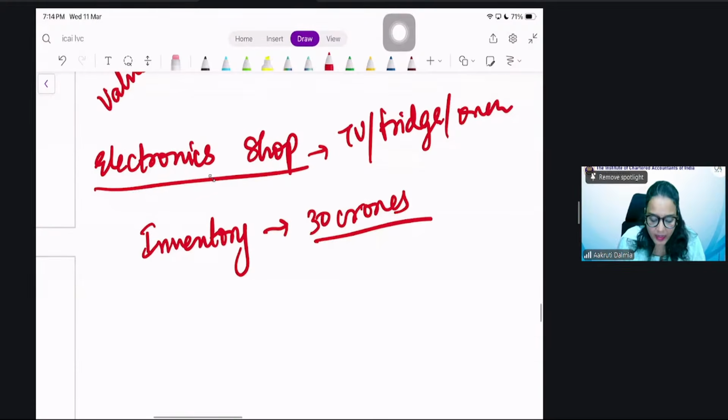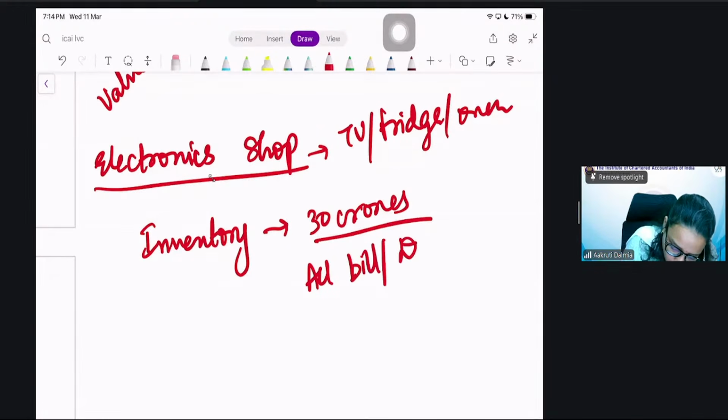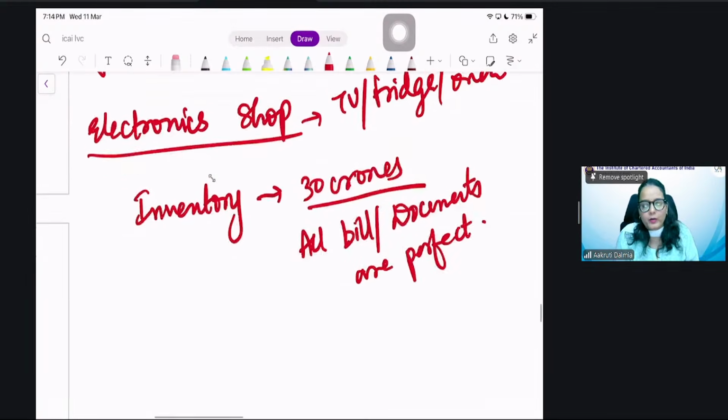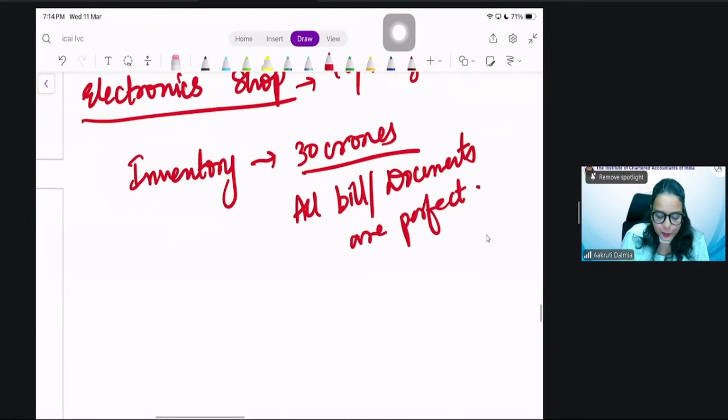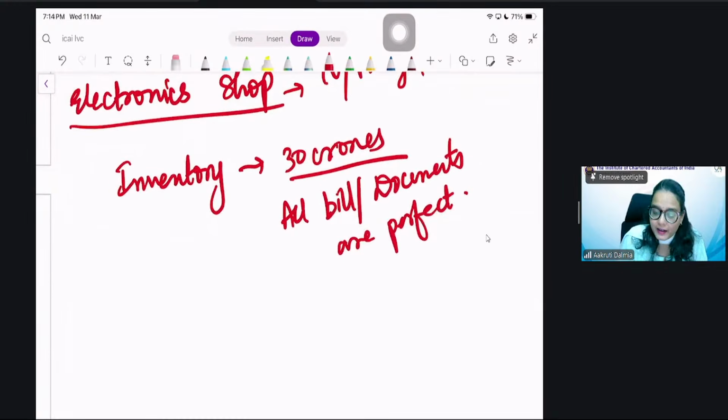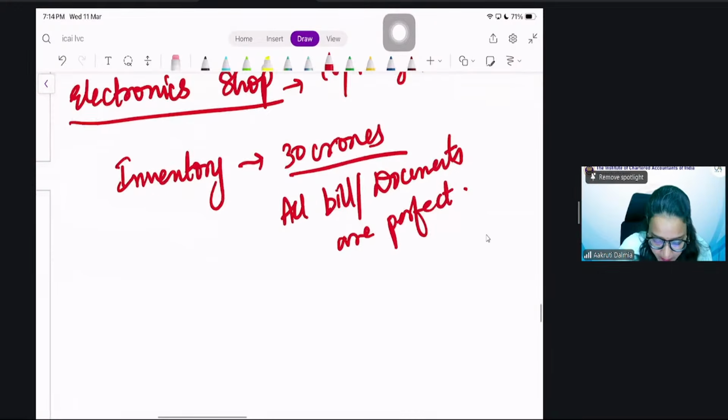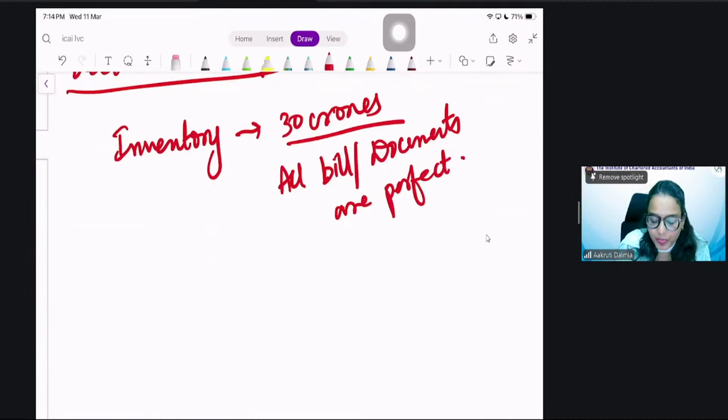Okay. And they have all the bills. All documents are perfect. Gada Electronics. Okay. Let's not do any Tarak Mehta ka ulta chashma here. So not everyone will get that reference.